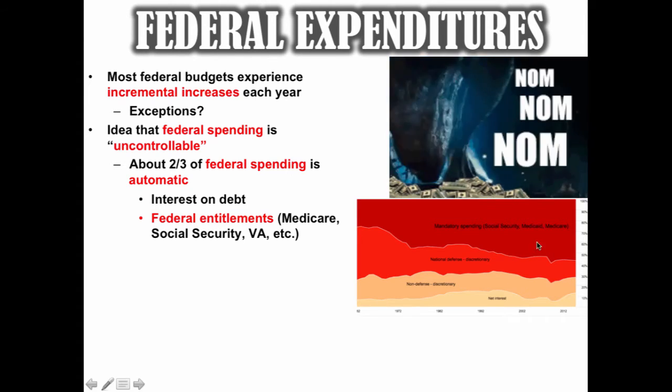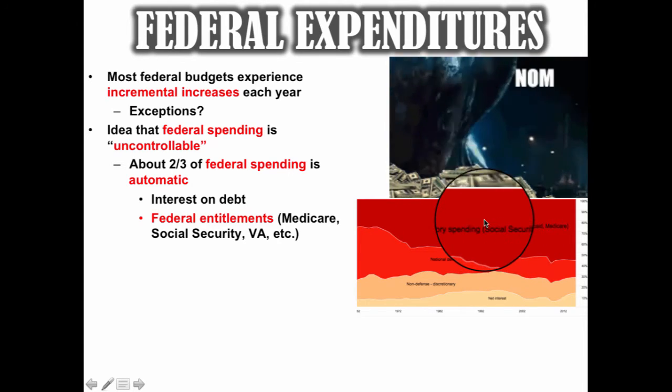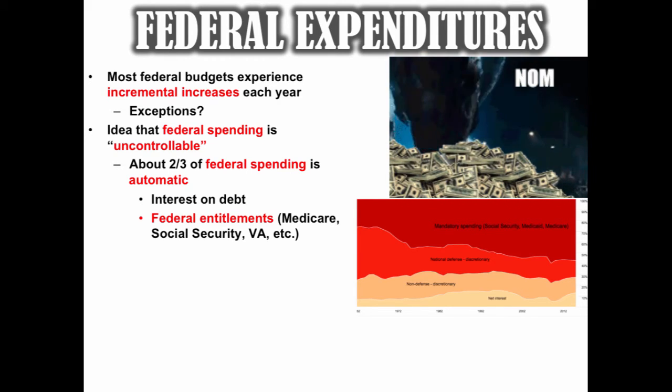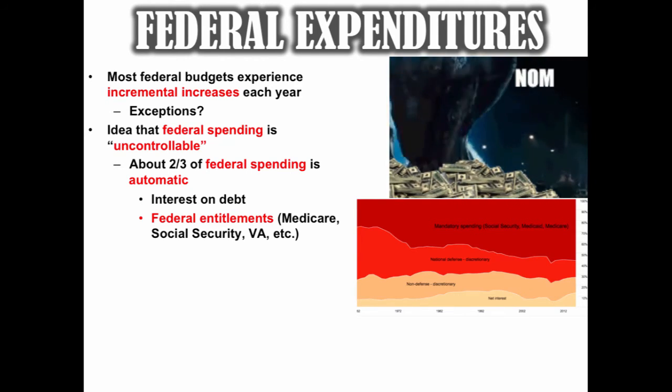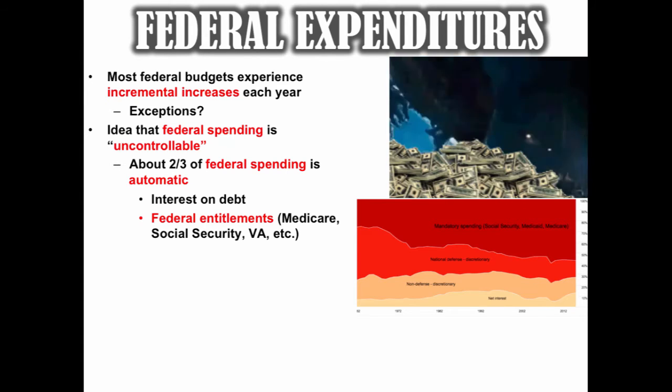When it comes to federal entitlements, this is a huge chunk of the federal budget. It is the majority, and since everyone over 65 is eligible for Medicare, for example, and people are living longer and more people are eligible for other programs like Social Security, this puts further strains on the system.